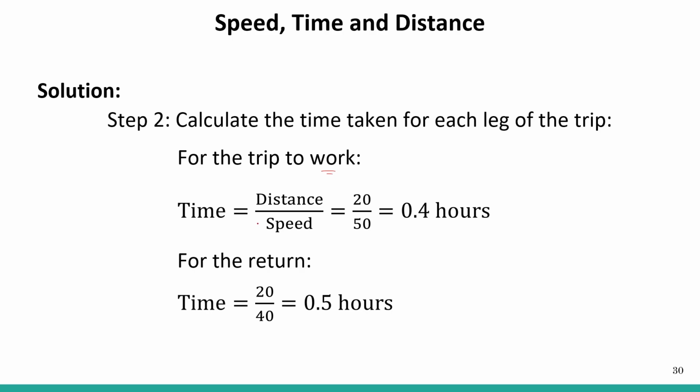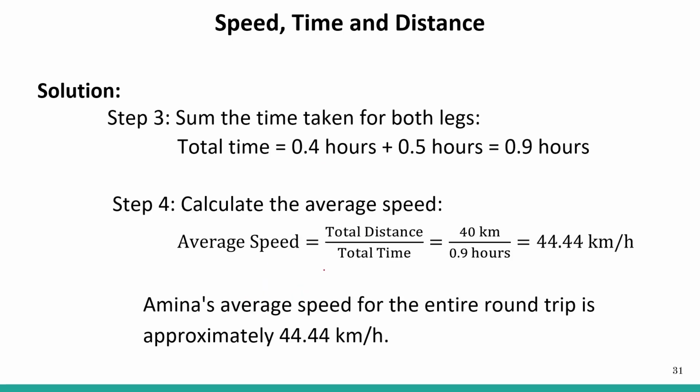So for the trip to work, time is equal to what? Distance by speed, so 20 by 50 is equal to 0.4 hours. For the return, it will be 20 by 40 is equal to 0.5 hours. So summing up, the total time taken is equal to 0.5 plus 0.4 is equal to 0.9 hour.